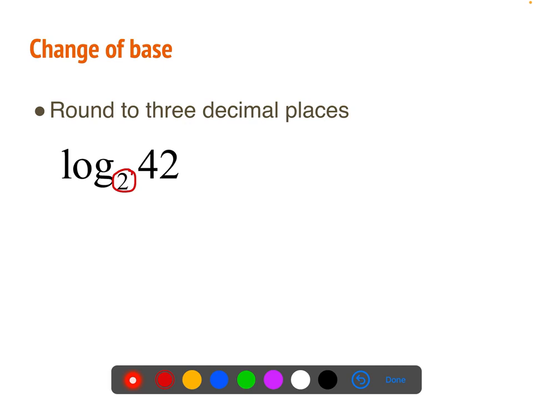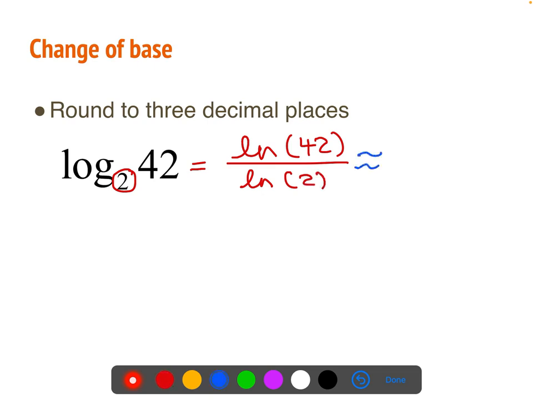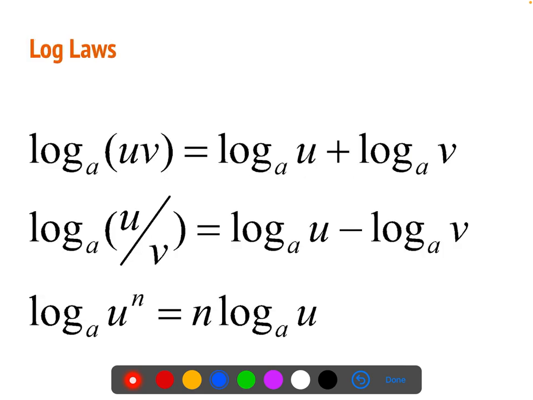Let's try it again. Again, I don't have a button on the calculator for the subscript, so I can use the log button. How about we use the ln button this time? So ln of the argument over ln of the base. Put this into the calculator, and I get 5.392. So it's a nice way to change from one base to another.